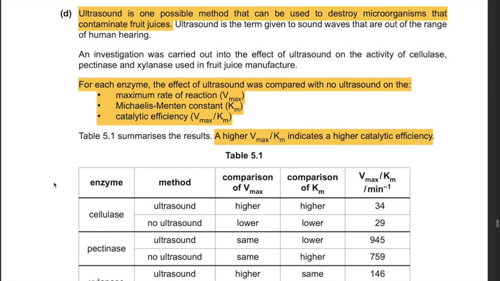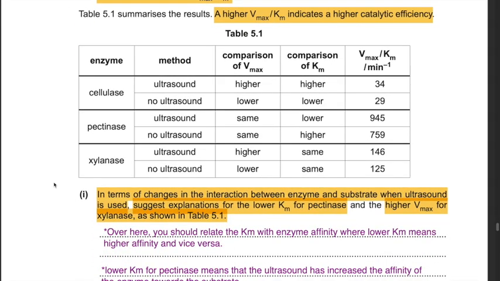Table 5.1 summarizes the results. A higher Vmax upon Km indicates a higher catalytic efficiency. The table is given with the enzyme being labeled as cellulase, pectinase, and xylanase. The method is given, comparison of Vmax, comparison of Km, as well as the catalytic efficiency is given.